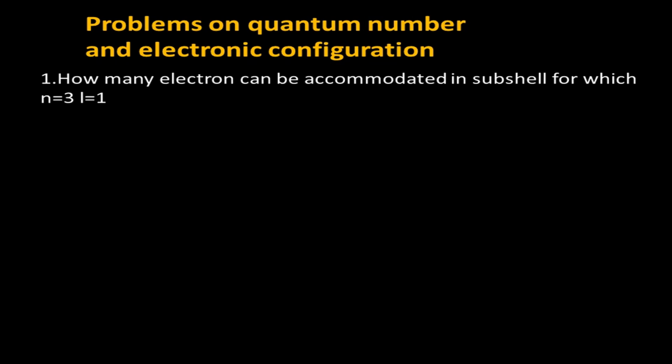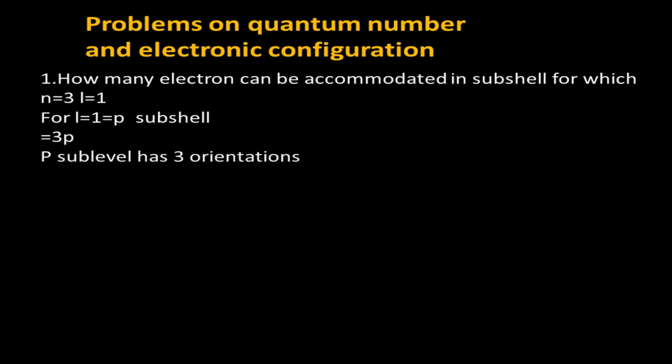Let's solve problems on proton number and electronic configuration. Number 1, how many electrons can be accommodated in the subshell for which n equals 3, l equals 1? For l equals 1, this is the p subshell. So the p subshell is in the third energy level, so this will be 3p. The p sublevel has 3 orientations, which we know, px, py, and pz. And these 3 suborbitals will take in 2 electrons each, making a total of 6 electrons. So our answer to this question is 6 electrons.